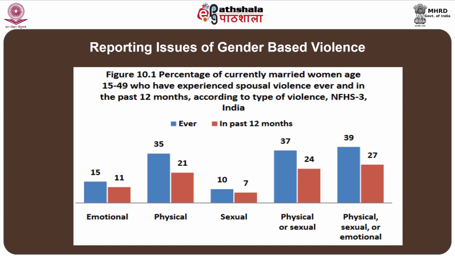For example, if you look at the percentage of currently married women in the age group 15 to 49 who have experienced spousal violence in the past 12 months, by type of violence, from the National Family Health Survey, it reveals that emotional violence in the past 12 months is 11% and in lifetime it is 15%. This is also in spite of underreporting. These are the figures we have.